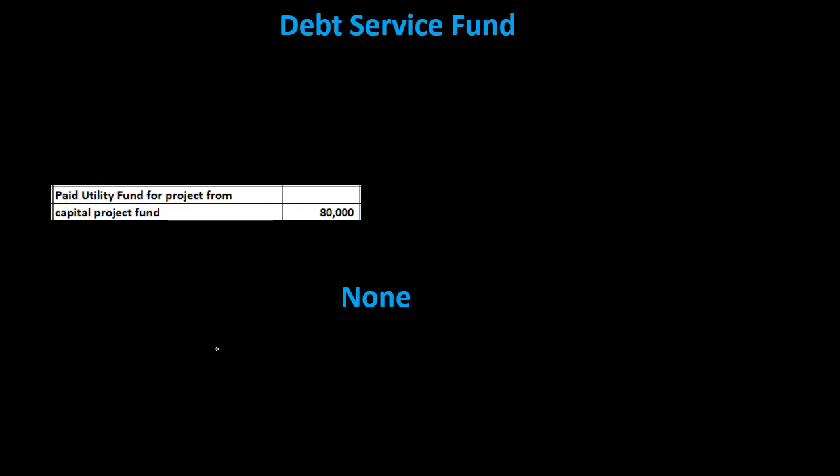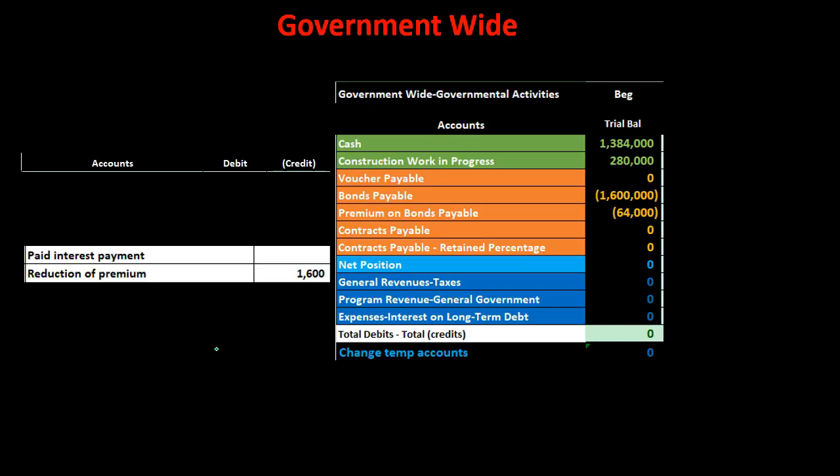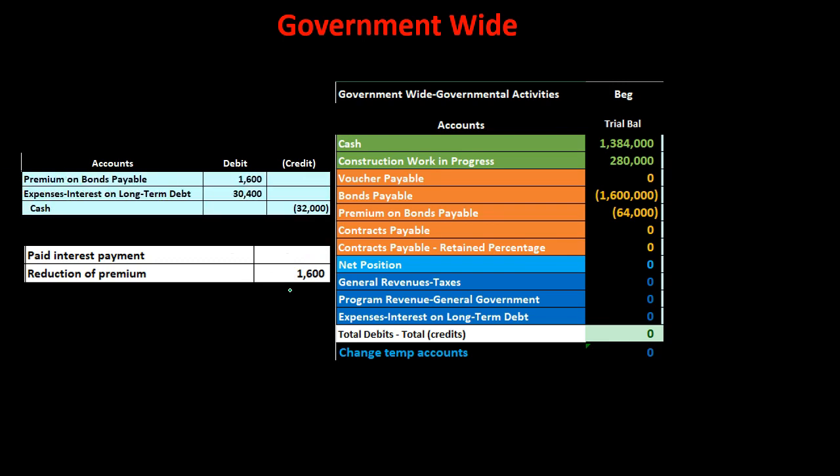What about the debt service fund? Nothing's happening to the debt service fund here. We're not dealing with any debt issues. So we're going to go back to the government-wide activities again. We're going to say that we're going to pay interest on the bonds payable. So you'll recall that we have the bonds on the books here. We're going to make the payment on it. Now, given the fact that we have the premium, this is going to be how much the premium is going to be reduced by. And then the payment amount is going to be the $32,000. So the payment that we're going to pay, $32,000.